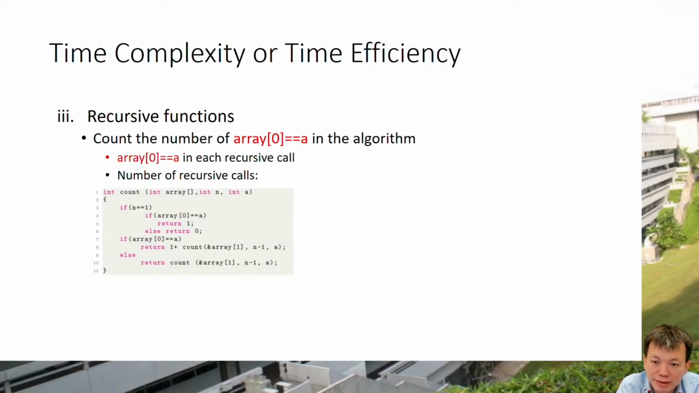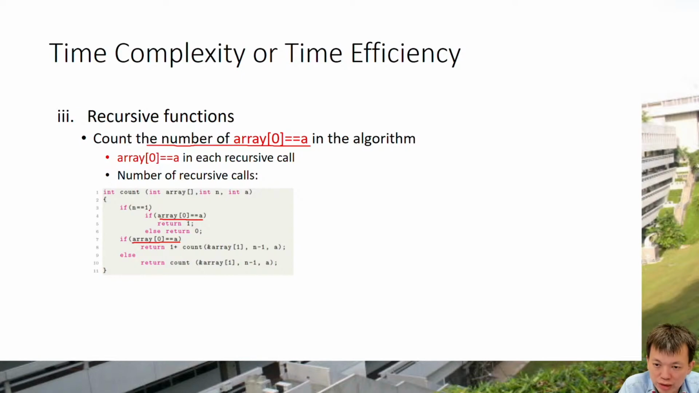Another example. This one. Normally, when we get more and more complicated functions, we may not ask you to analyze the whole function. Sometimes you have to read the question carefully. Here, I just want you to count the number of this particular operation, array 0 equal to A, which happens at this point and this point. So you need to find, in this algorithm, each recursive call.